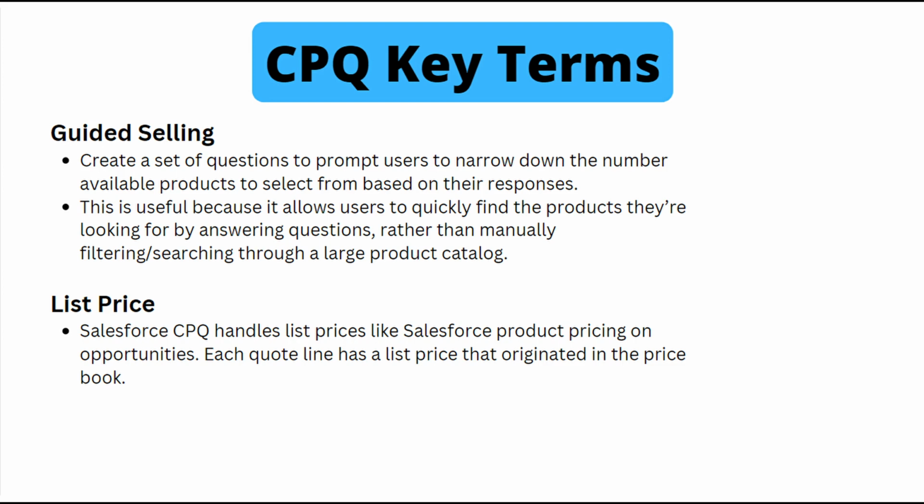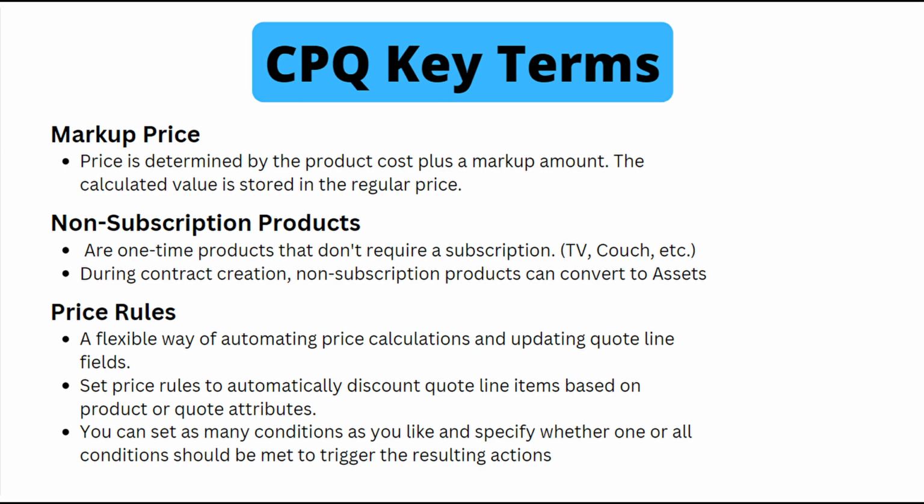Next, we have list price. You can look at list price the same way that you look at product pricing on opportunities. Each quote line has a list price that originated in the price book. If we move on to markup price, this price is determined by the product cost plus the markup amount. The calculated value is stored in the regular price field.